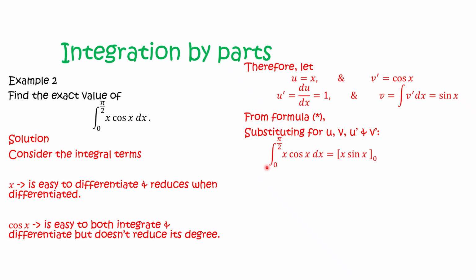Substituting, we get our u, which is x, times our v, which is sin x. We evaluate this from 0 to pi over 2 because this is already integrated, minus the integral from 0 to pi over 2 of u prime, which is 1, times v, which is sin x, dx. Now, we integrate the part that is on the far right.